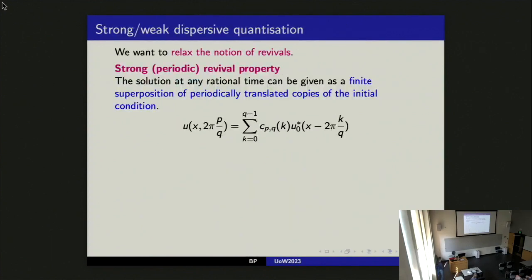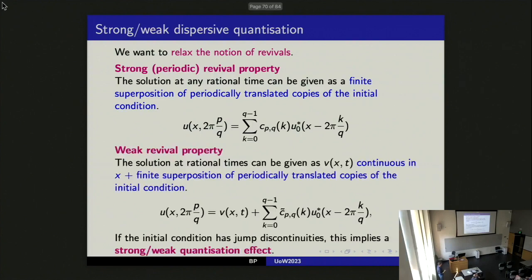And so we thought, okay, can we relax this notion? So this is what I did before. I would say that the revival property holds, the strong periodic, if you want, revival property, if you can write the solution at rational times as a finite superposition of copies of the initial condition.